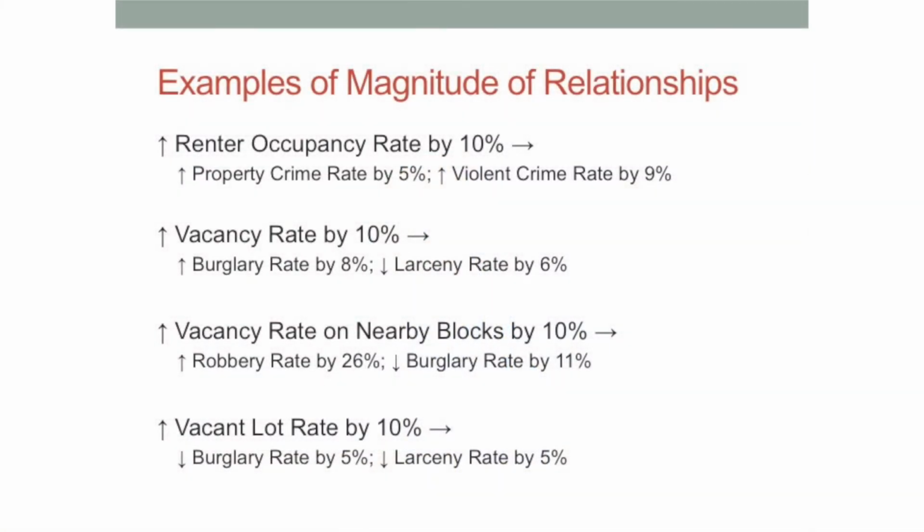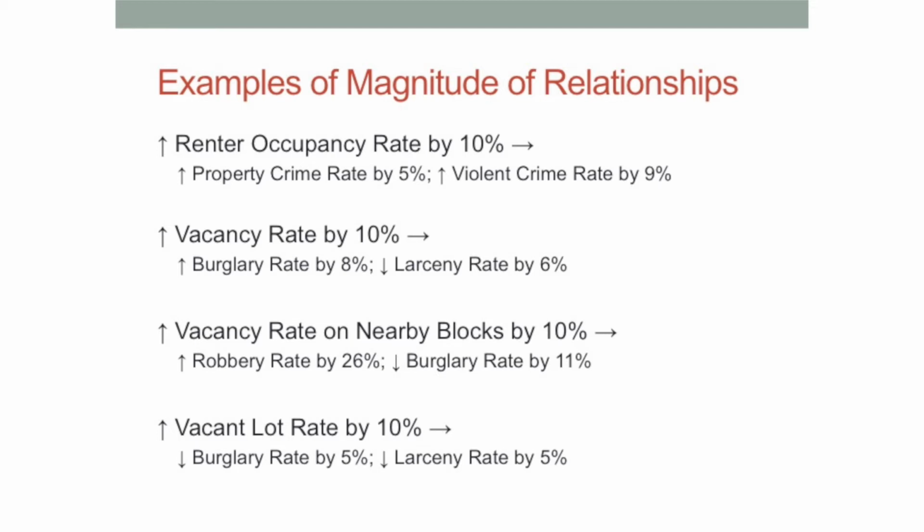To give you a sense of how big some of these relationships are, if you compare two neighborhoods that are otherwise equal, but one has a 10% higher rate of renter occupancy, you're going to get an expectation of a higher property crime rate by 5% and a higher violent crime rate by 9%. If you compare two blocks that are otherwise equal, but they differ by 10 percentage points in their vacancy rate, you're going to see a higher burglary rate, but a lower larceny rate.